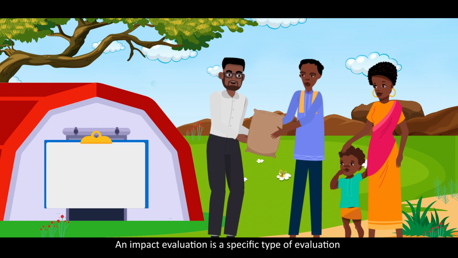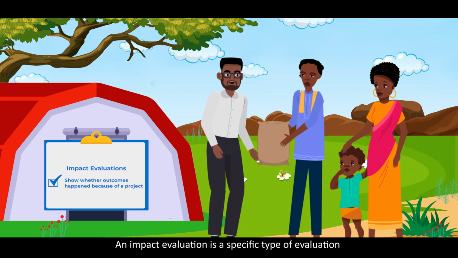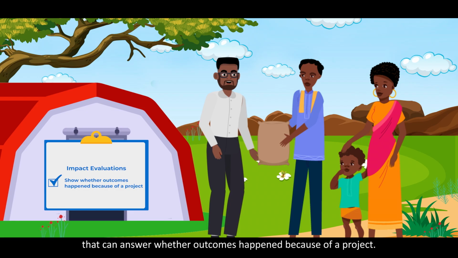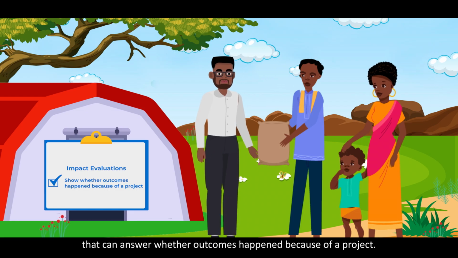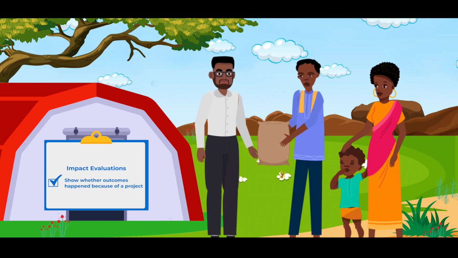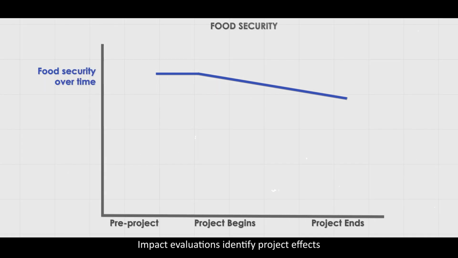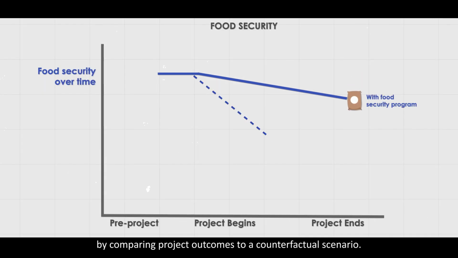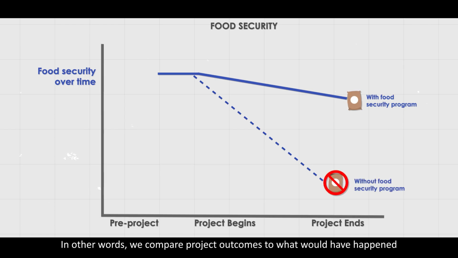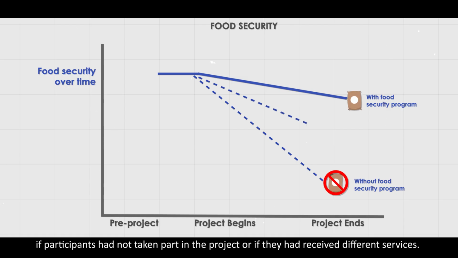An impact evaluation is a specific type of evaluation that can answer whether outcomes happened because of a project. Impact evaluations identify project effects by comparing project outcomes to a counterfactual scenario. In other words, we compare project outcomes to what would have happened if participants had not taken part in the project or if they had received different services.